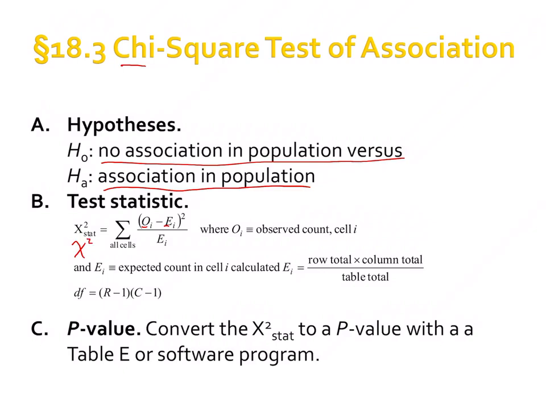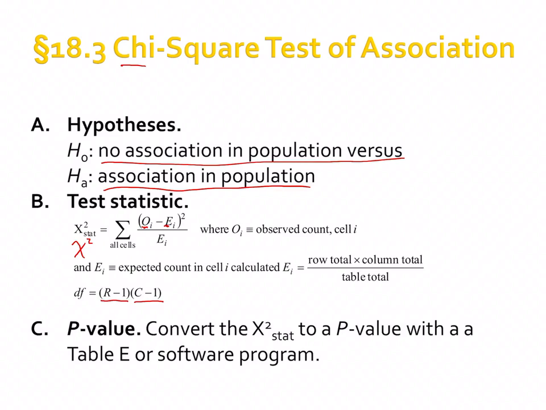When we're dealing with our test statistic for chi-squared, it looks like an x, but it's a little bit more than x. It's a Greek symbol once again, chi-squared, and it's equal to the sum over all cells of the observed value of i minus the expected value of i, squared, over the expected value of i. Once again, O is the observed count of cell i, and E i is the expected count in cell i. E is calculated as the row total times the column total divided by the table total. And our degrees of freedom is equal to the number of rows minus 1 times the number of columns minus 1.